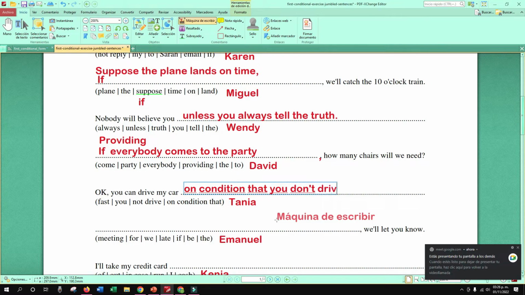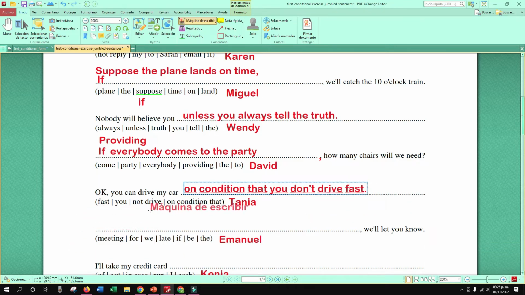Don't drive fast. Excellent. So, okay, you can drive my car on condition or if you don't drive fast. Also, you can use if you want it, right? I guess this is like a zero conditional, right? You have first present, that is can drive, right? And then you have present again, if don't drive fast, right? So perfect, Miss Tanya, thank you.